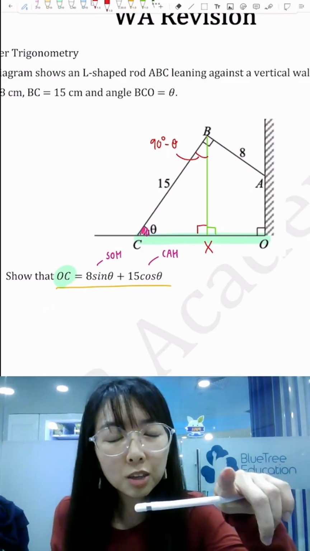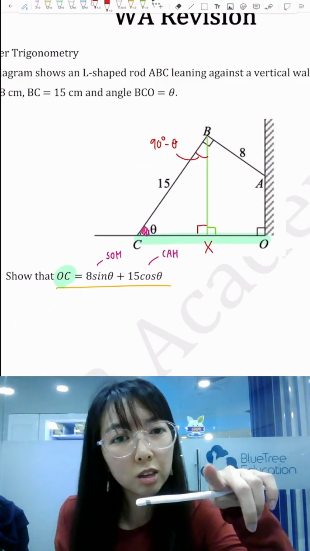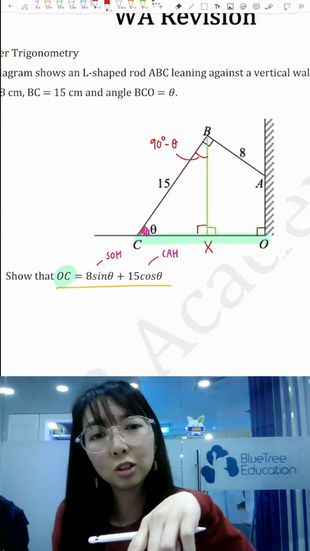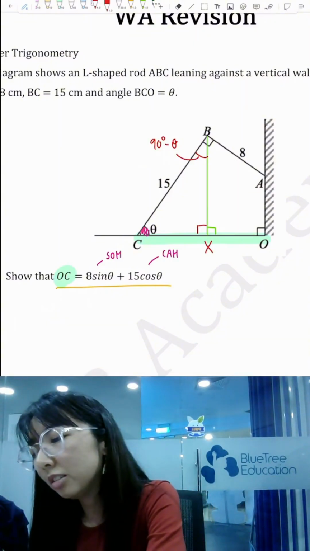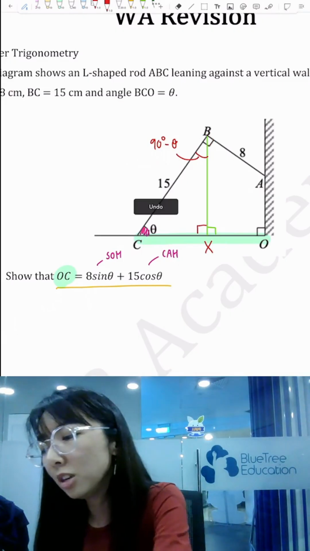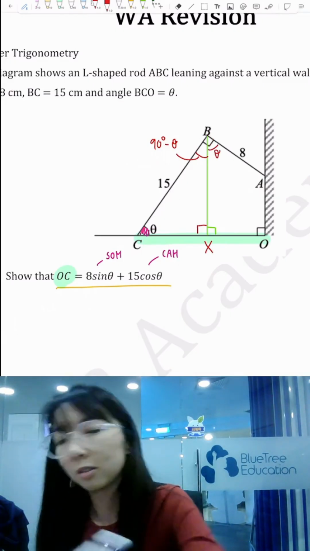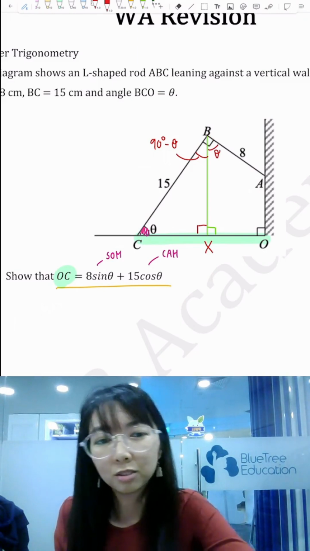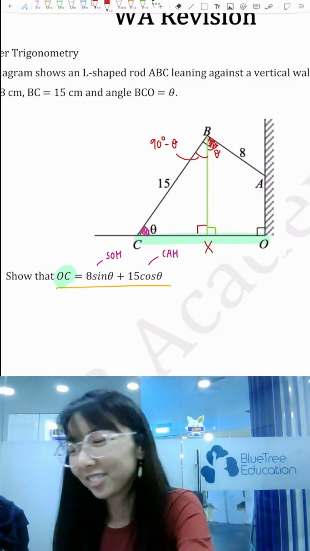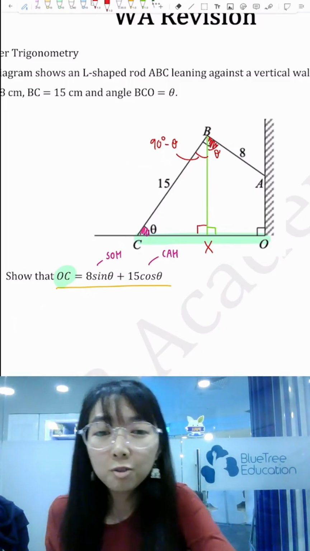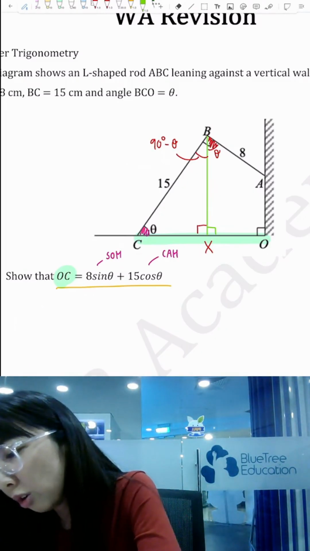Here, 90 minus theta. You will get angle CBX is 90 minus theta because 180 minus theta minus 90. Then you realize that this part here is 90, telling me that this is theta. I have found another theta. A-Maths is very tough, but y'all can do it. Now, here, I have another theta over here. I'm going to draw another line.